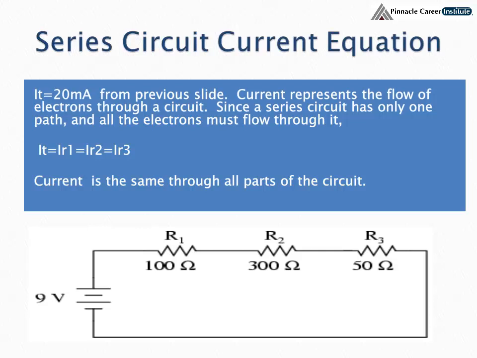The current is the same in all parts of a series circuit, and this is the key point that helps us to solve for everything else.